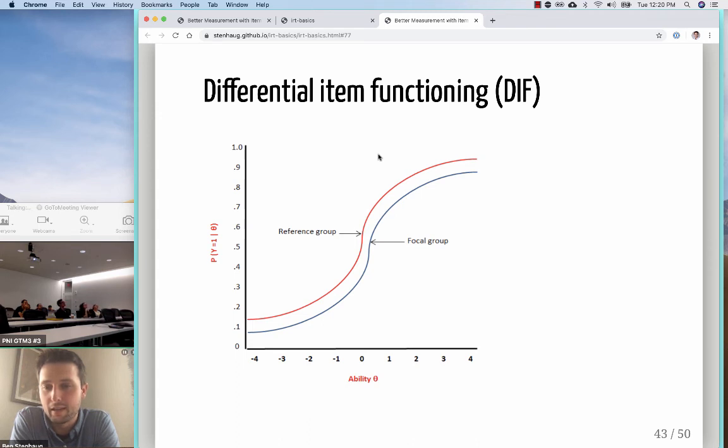And the other nice thing about IRT is it gives you this full framework in which to examine this sort of question of bias.